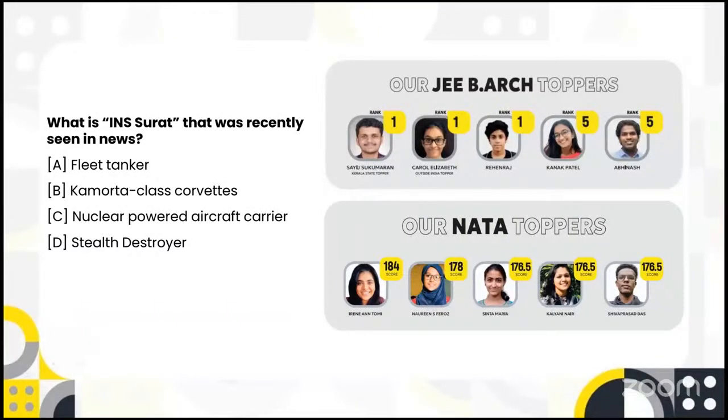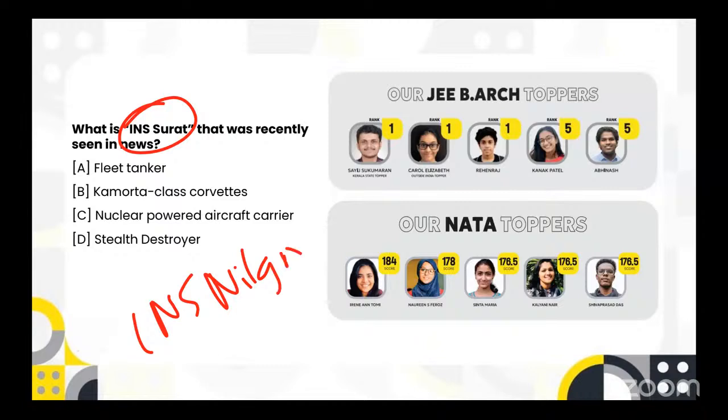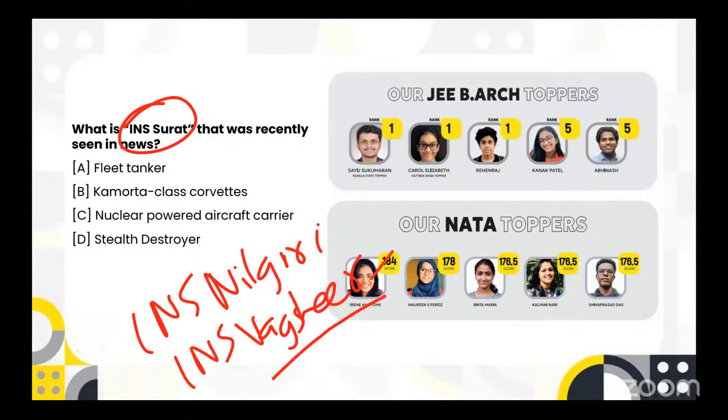What is INS Surat that was recently seen in the news? A fleet tanker, a Kamorta class corvette, nuclear power aircraft carrier, stealth destroyer. Okay, so recently it was in the news. In mid-January, the Indian Navy commissioned three major combatants. Combatant means it is for fighting purposes. One is INS Surat. Another one is INS Nilgiri. Another one is INS Vagsheer.